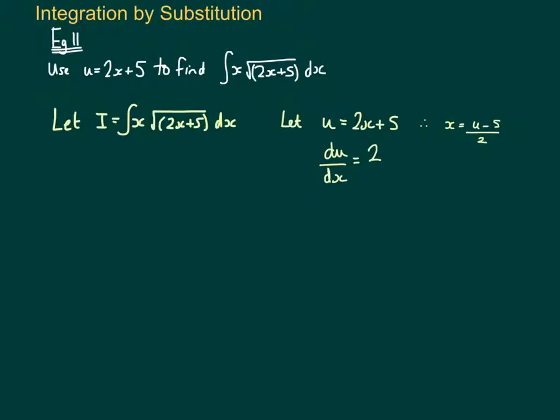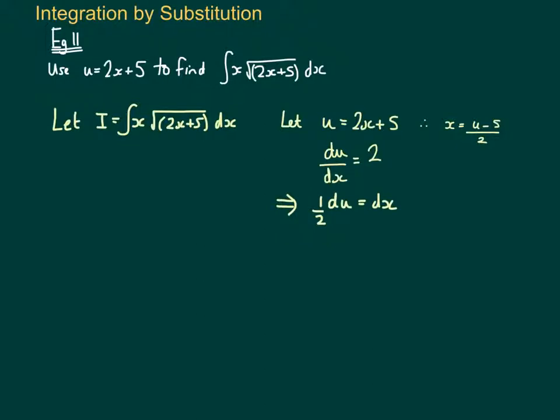Okay, so now using du by dx, if I take the dx across the other side and bring the 2 back down the other side, I could just say that a half of du is equal to dx. So all I've done is take the dx across that side and bring the 2 back down to the other side, so I've swapped them round. So that gives me a little substitution for dx.